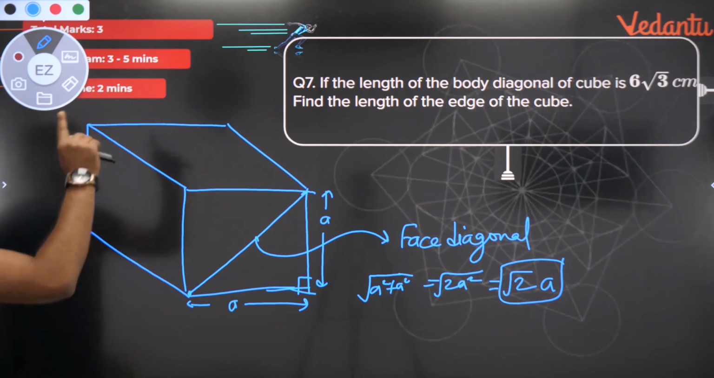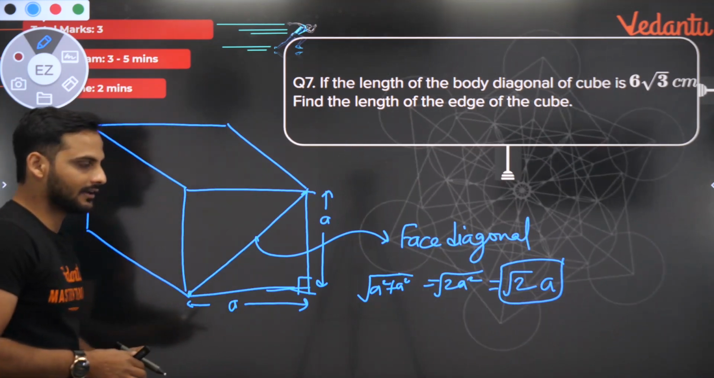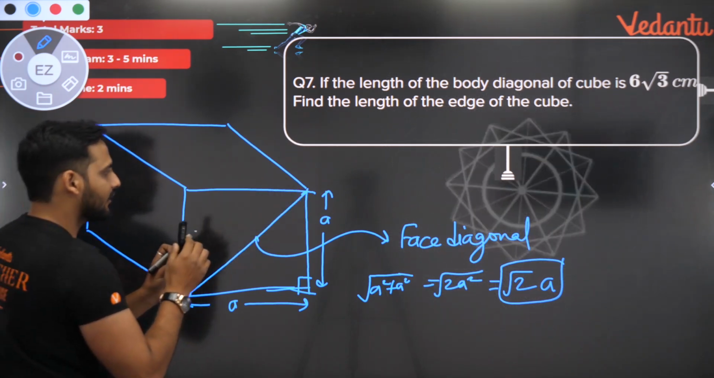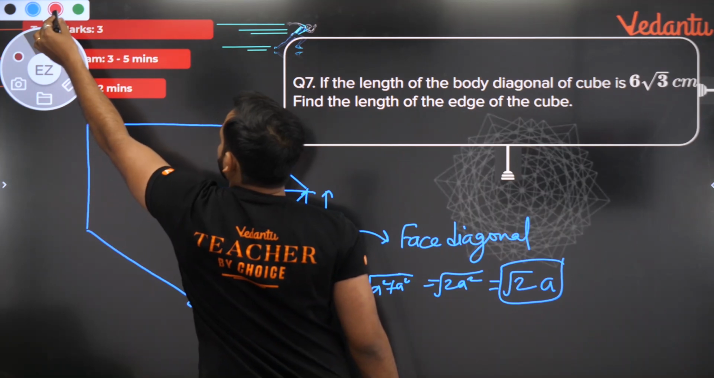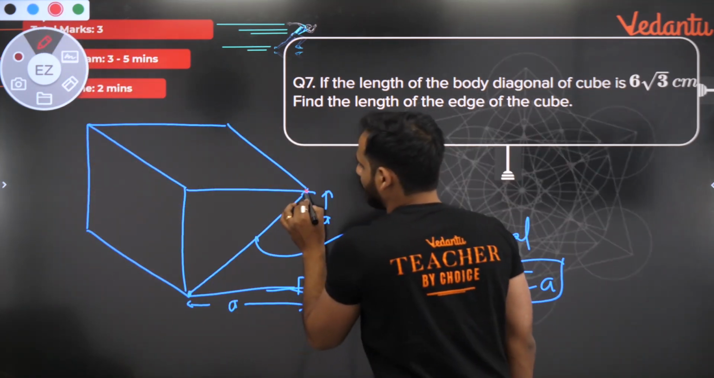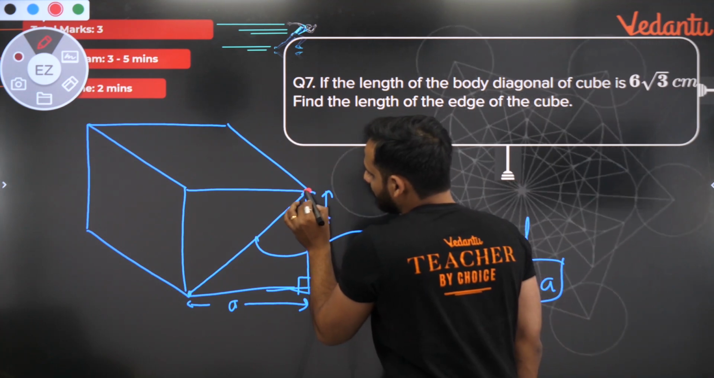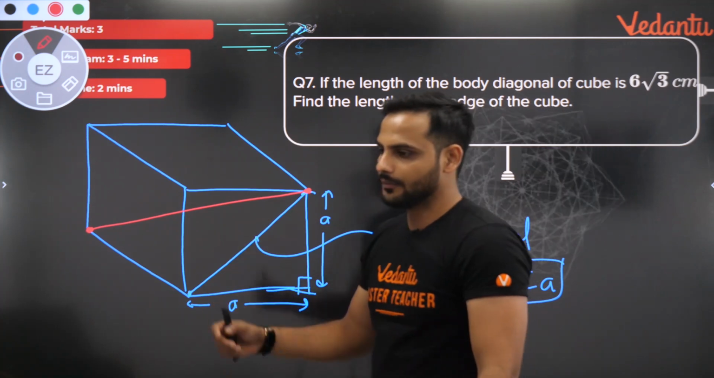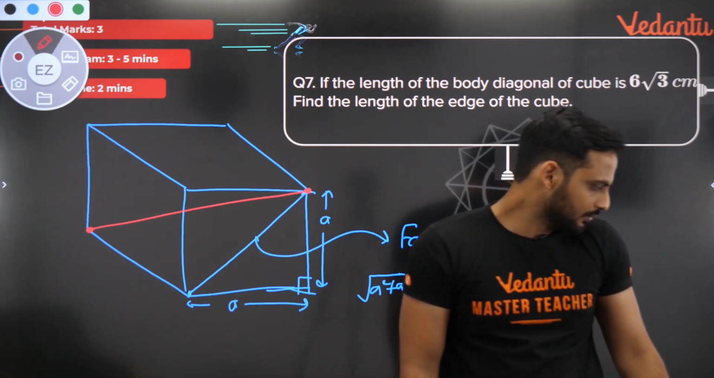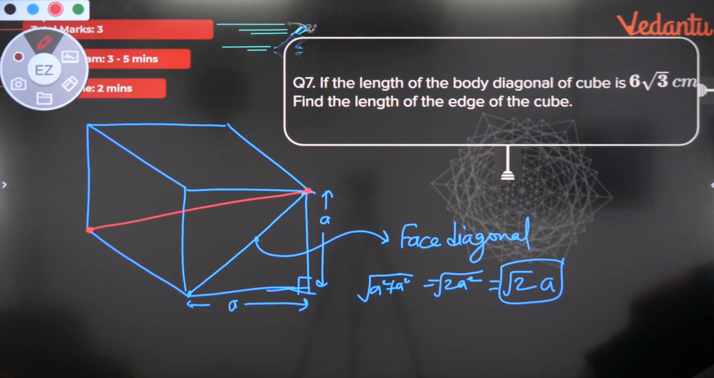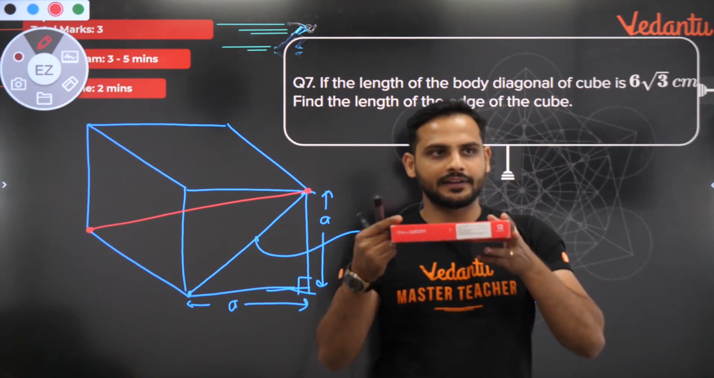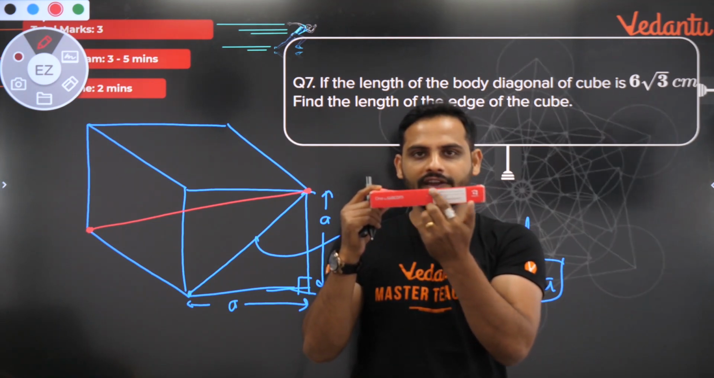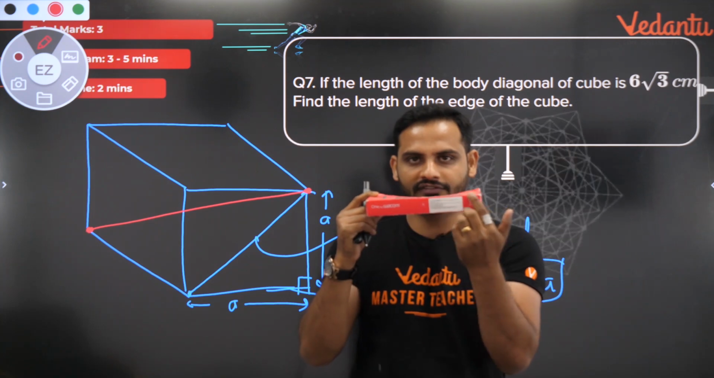Face diagonal, but they are asking body diagonal. Now what is body diagonal? You see, this is a diagonal on this face. Now if I join this point from the opposite point on the next side of this cube, let me take an example. Let's say this is the part here. If I join this point to this point in the face, it will be called face diagonal.